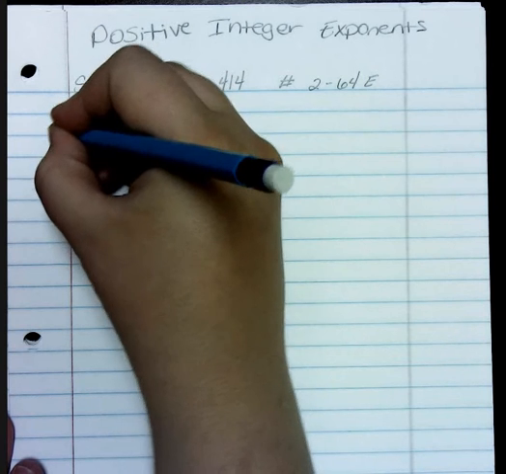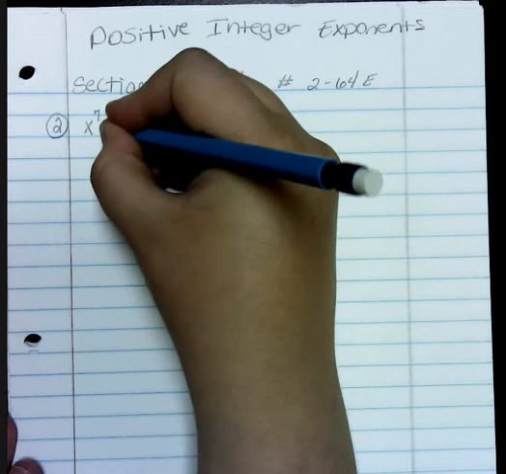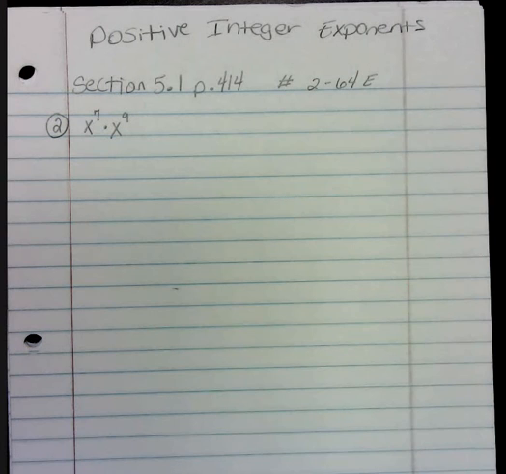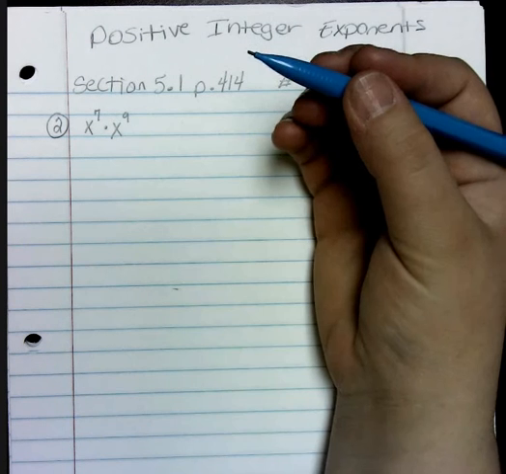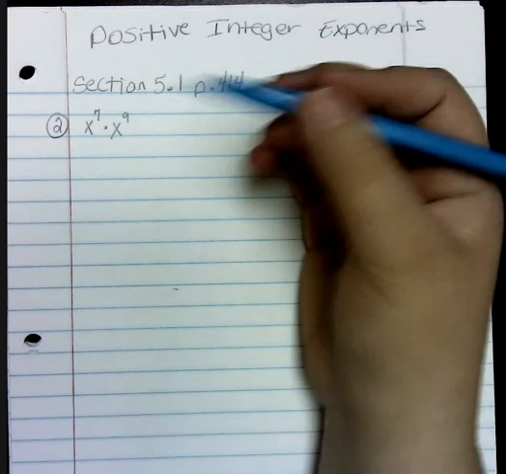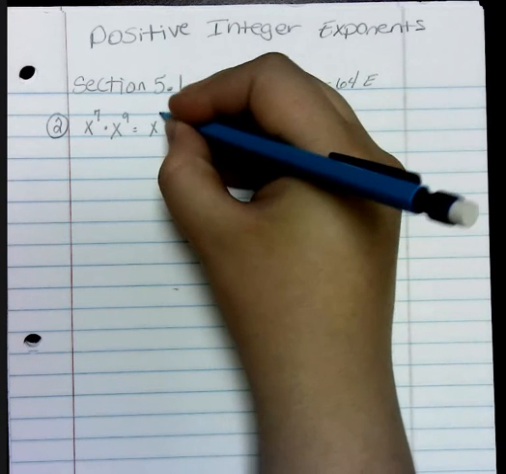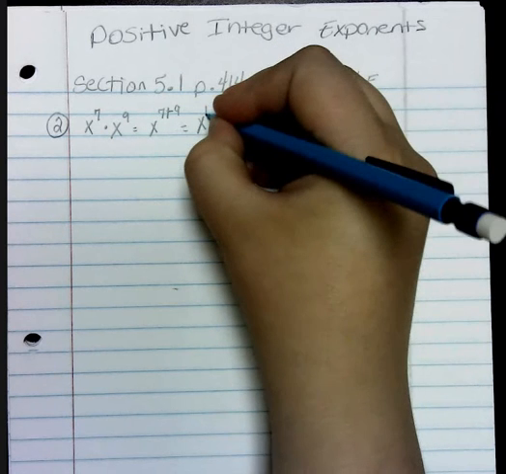So on number 2, we have x to the 7th power times x to the 9th power. This is the first property we're going to be learning. When you multiply your bases, so these x's are considered your bases, you are to add your exponents, such as x to the 7 plus 9, which would give you x to the 16.